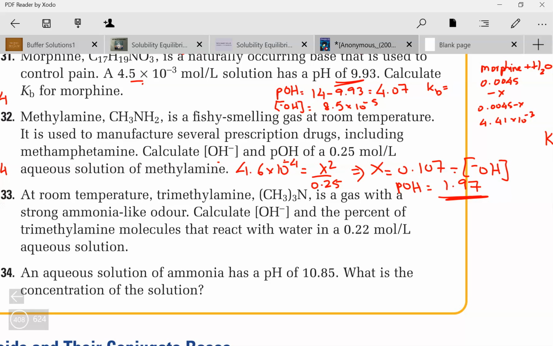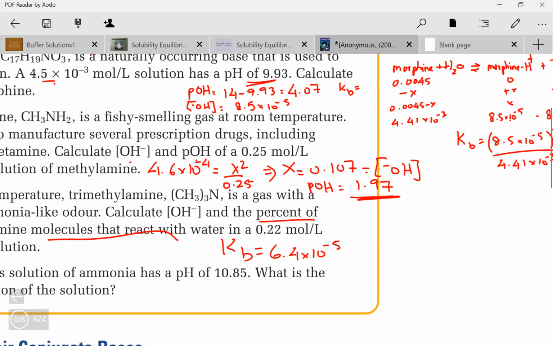So here, the only extra thing that I have to calculate is my percent of molecules that react with water. So this is basically my percent ionization, but for a base. So triethylamine, calculate OH minus. Okay, so that's again straightforward. I'm going to do Kb of triethylamine. Look at the back of the book. Where's triethylamine? Right there. 6.4 times 10 to the power of negative 5.